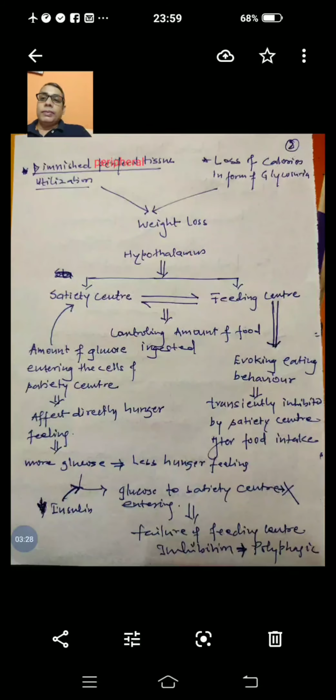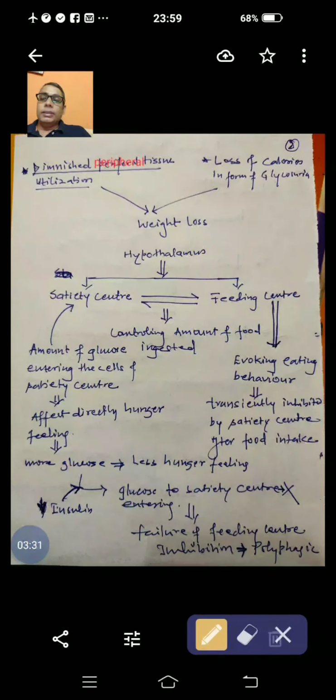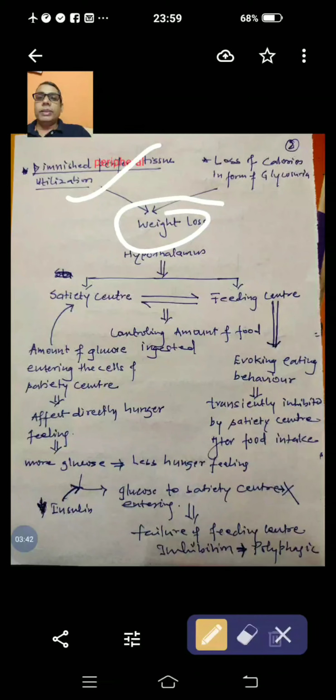So what are the reasons? The first reason behind this weight loss is the diminished peripheral tissue utilization of glucose because of insulin resistance or unavailability of insulin. Because of the unavailability or deficiency of insulin, there will also be a high level of glucose, and glucose will be lost into the urine. So there will be loss of calories in the form of glycosuria. These are the reasons associated with the sudden weight loss in dogs.